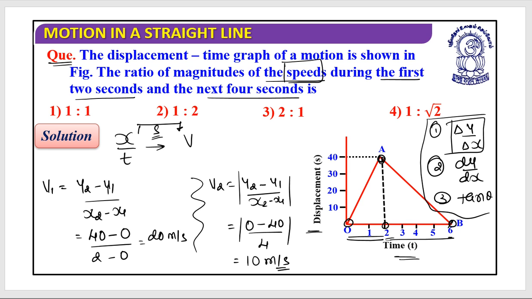So if I take a ratio of these two, my answer would be v2 is to v1, that is what we require. It's 10 divided by 20 and the answer would be 1:2. Yes, what was your answer? Are you sure? Let's move to the next question.